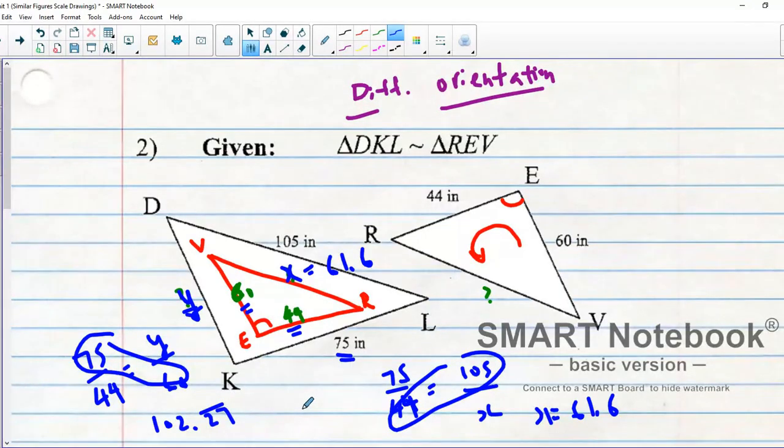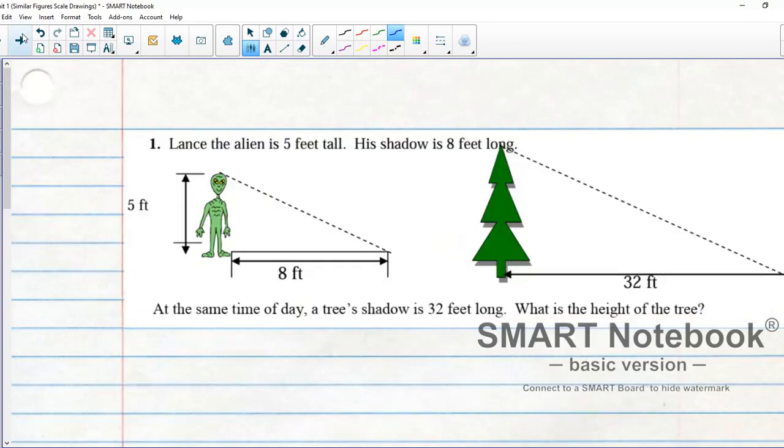Okay, all right, last thing. We're almost there. Last thing, oh, word problems. Okay, let's do a word problem then. I saved this question for the video, all right? So, Lance the alien is 5 feet tall. This is Lance, everyone say hi to Lance. All right, his shadow is 8 feet long, and we got a tree. The shadow is 32 feet long. So what's the height of the tree?